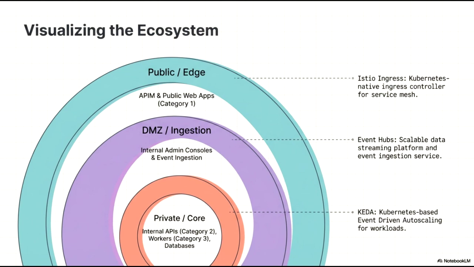At the center lies the private or core zone, the most secure area of our environment. This layer contains our Category 2 internal APIs, Category 3 worker services, and primary databases. We use Kata within this core zone to provide Kubernetes-based event-driven autoscaling, ensuring our most critical workloads scale efficiently in response to system demand. This layered strategy provides a clear separation of concerns, balancing accessibility with rigorous security controls.